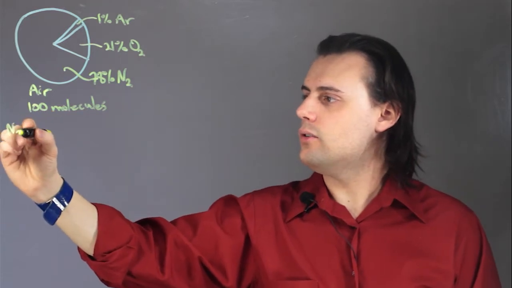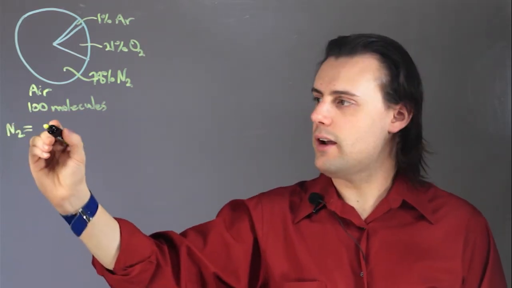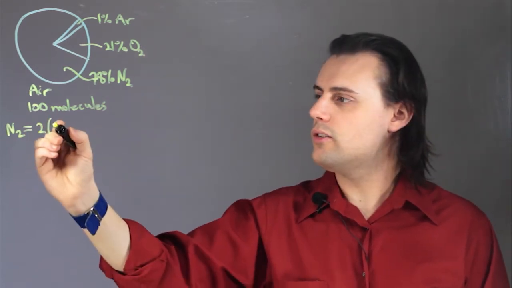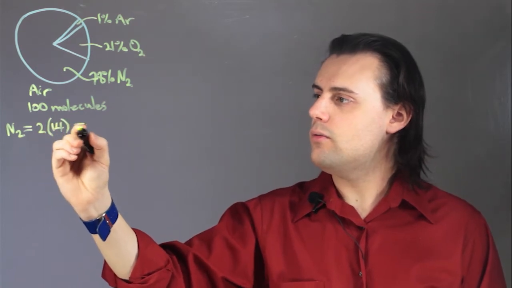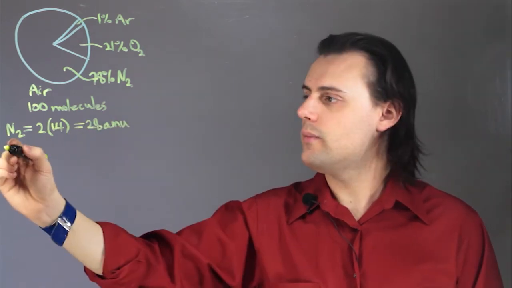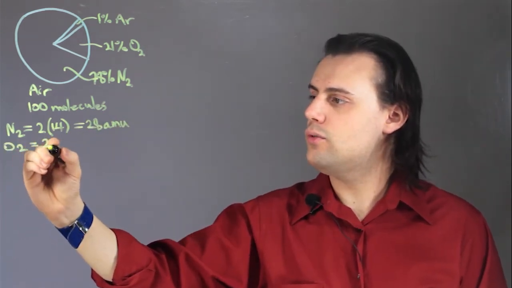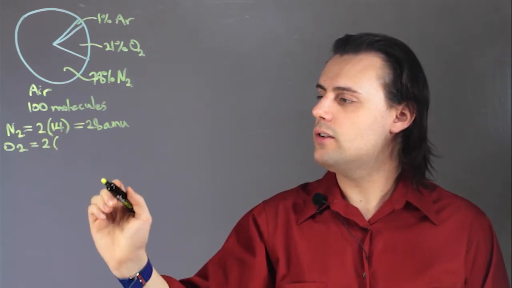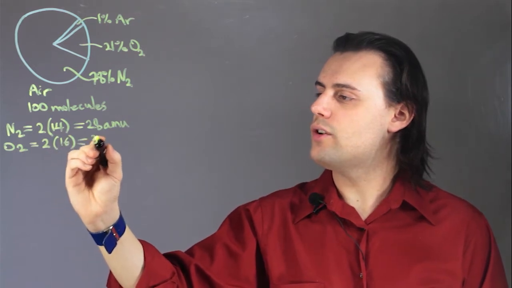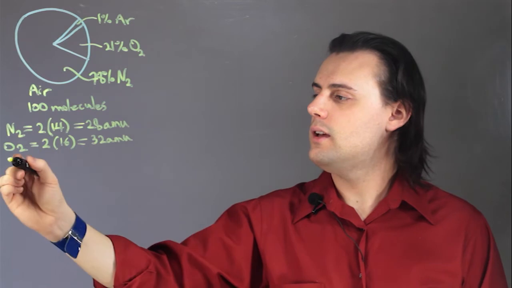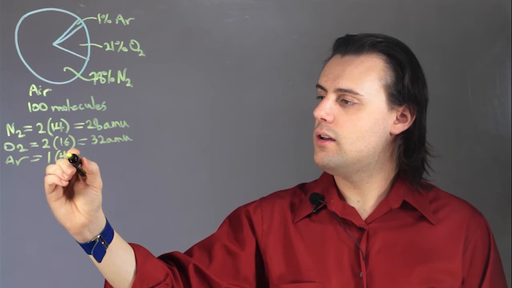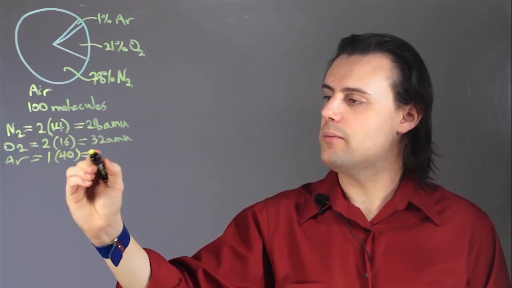So N2, we have 2 nitrogen atoms, and each nitrogen atom has an atomic mass unit of approximately 14. So we have 28 AMU per nitrogen molecule. In the case of oxygen, we have 2 oxygen atoms, and each oxygen atom is 16 AMU. So we have 32 AMU per oxygen molecule. And finally, argon, we just have 1 atom, so we have 1 times the mass of argon, which is 40 AMU.